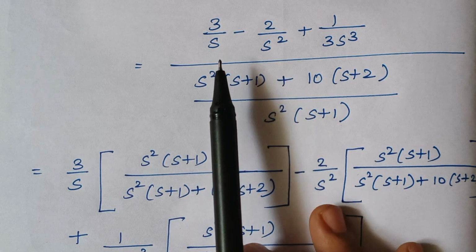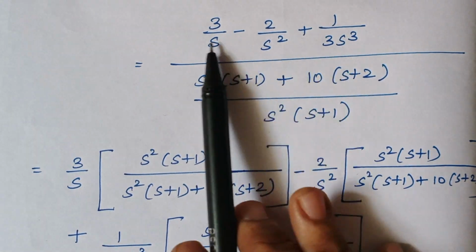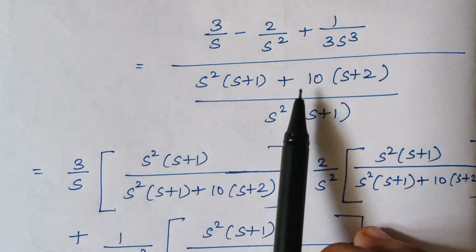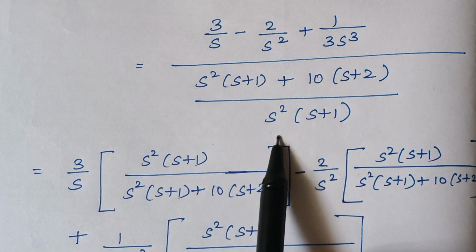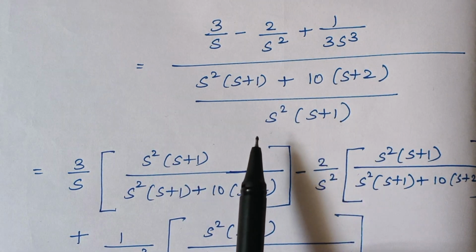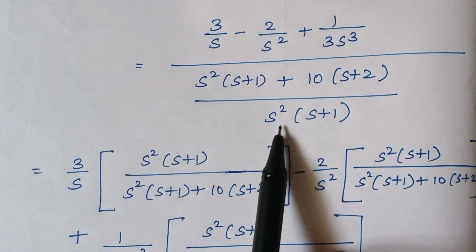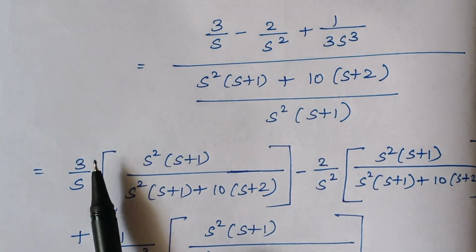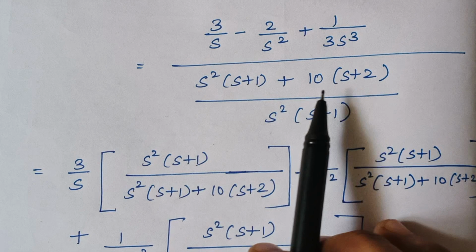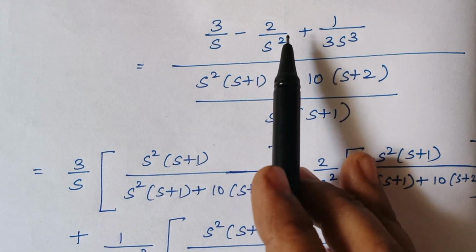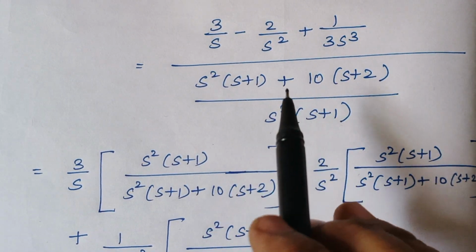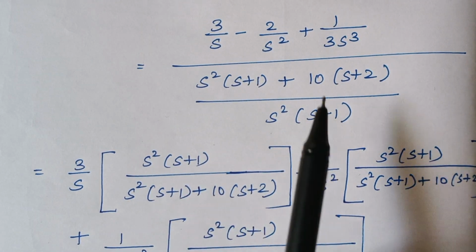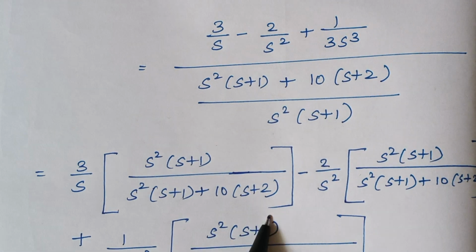Here the numerator has 3 terms: 3 by s minus 2 by s square plus 1 by 3s cube. Now I am going to shift this denominator part to the numerator. When you move a denominator term to the numerator, you have to take the reciprocal. So for the 3 by s term, I am moving this to the numerator part, so the reciprocal comes here: s square into s plus 1 plus 10 into s plus 2, divided by s square into s plus 1.